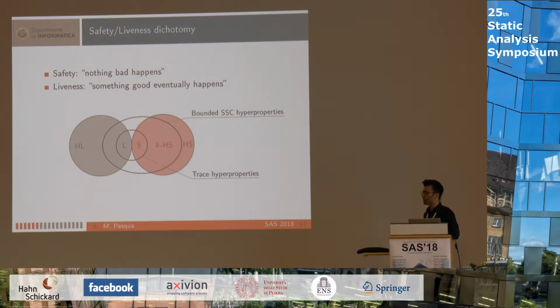K-hypersafety can be disproved by showing a set of prefixes with cardinality at most k. And it turns out that bounded subset closed hyperproperties contain also some hyperliveness, and we find that there is at least one significant hyperproperty, which is a synchronization between executions, which is hyperliveness. So this part of the figure is not empty. And indeed, we have that also all standard liveness properties are bounded, but not k-hypersafety for any k. So there are a lot of hyperproperties which are bounded, but not k-hypersafety for any k. So there are a lot of specifications we can describe with bounded subset closed hyperproperties.